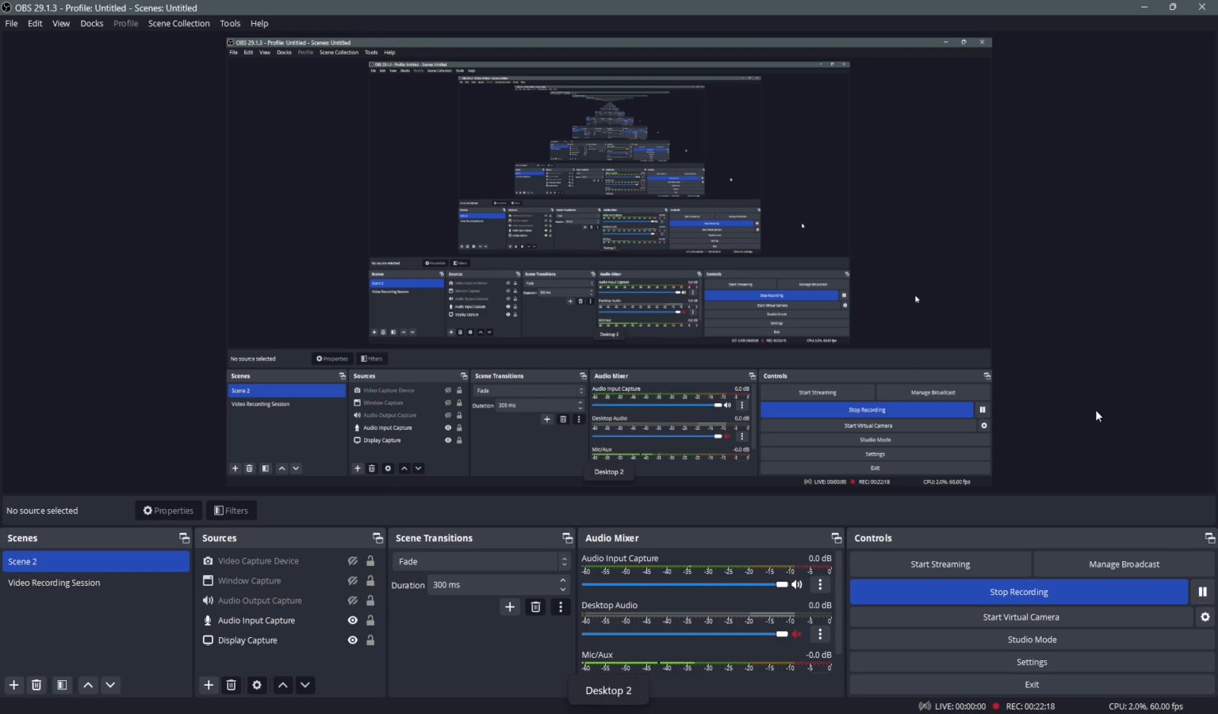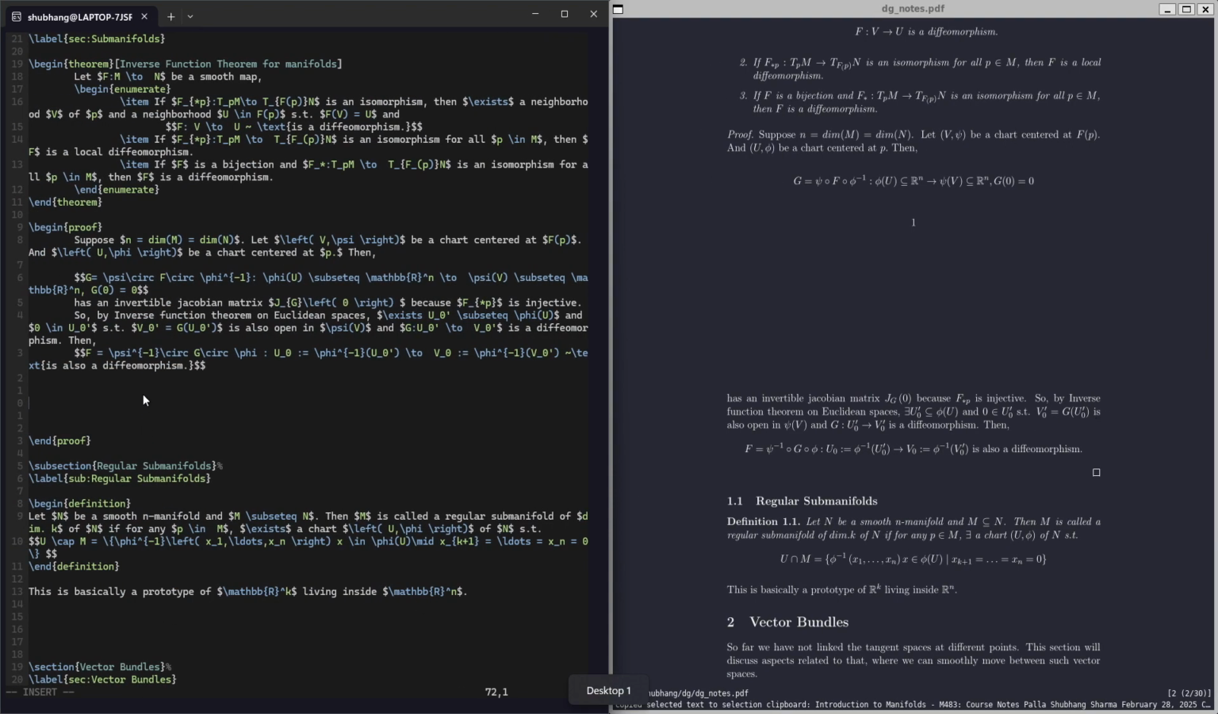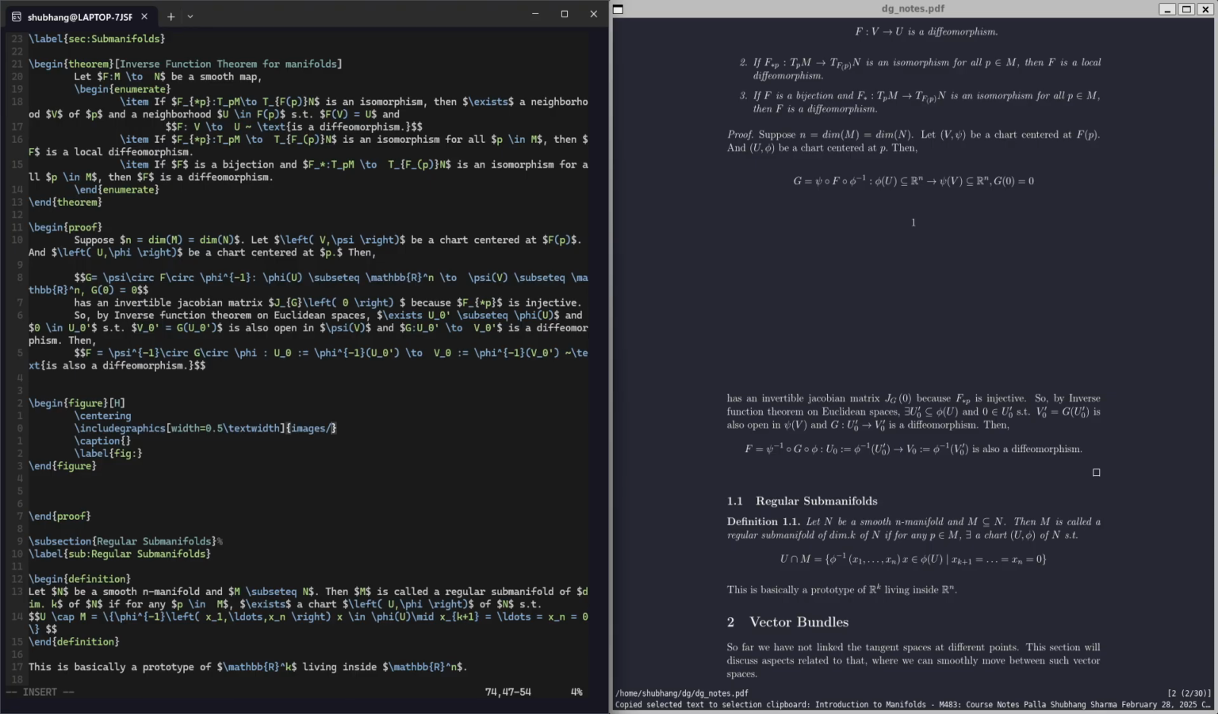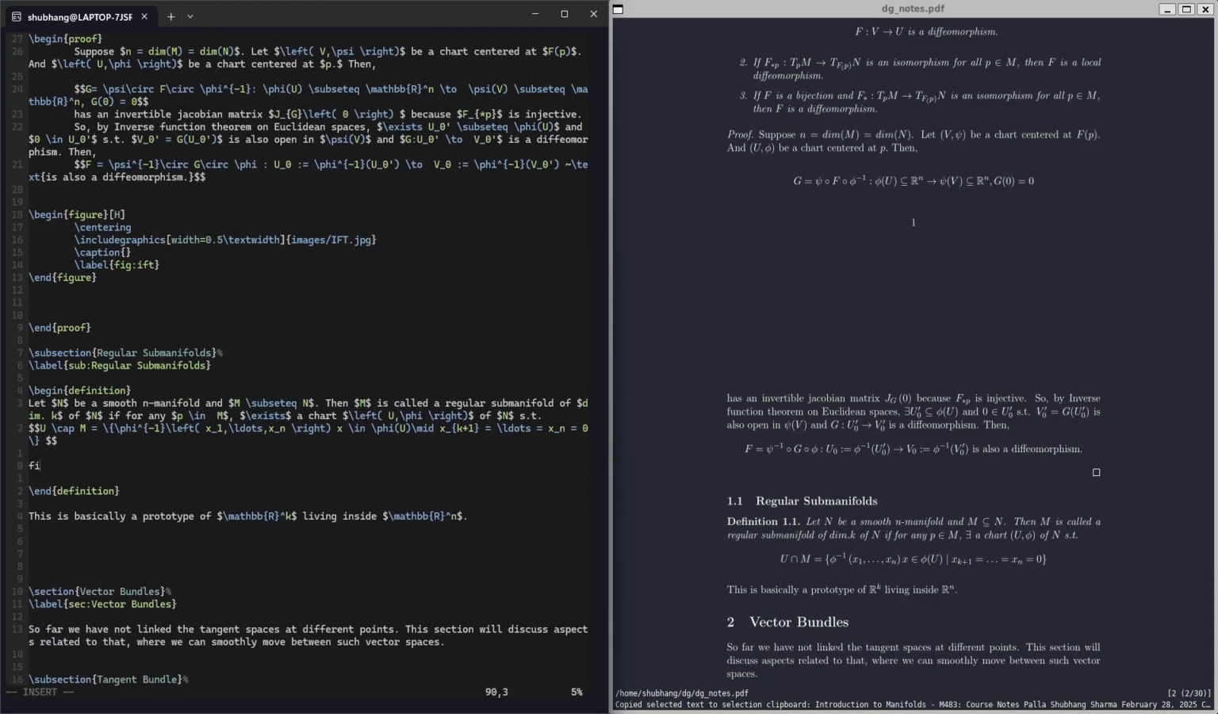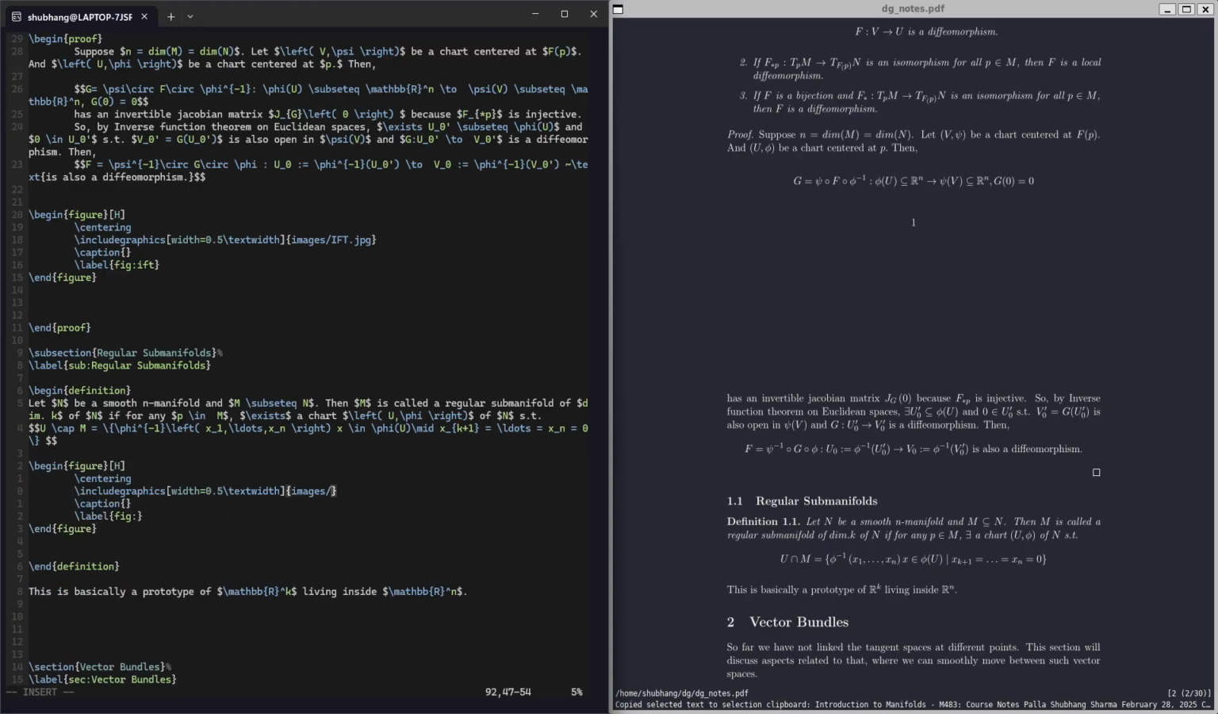Let me load some figures. Figures are loaded: Fig H, IFT G, and then here, reg sub G.